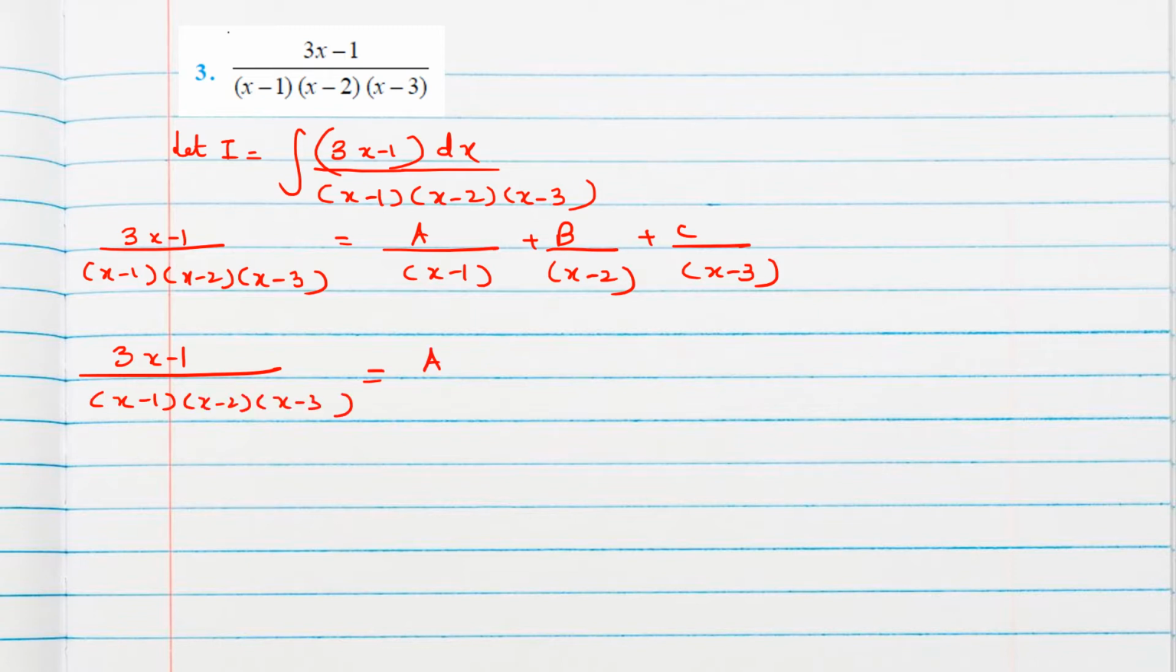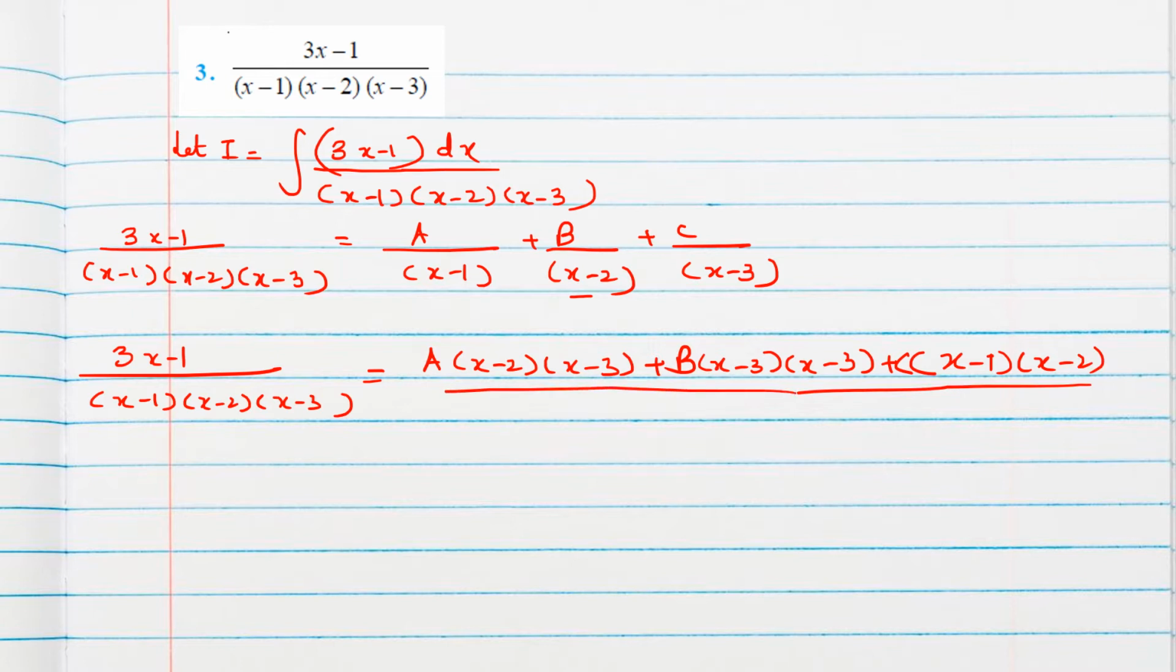So with A, these two brackets will come, isn't it? x minus 2, x minus 3. With B, x minus 1 and x minus 3 will come. And with C, x minus 1 and x minus 2 will come. Divide by all these three brackets in multiplication, so we can cancel the denominator. We will be left with the numerator on both sides.